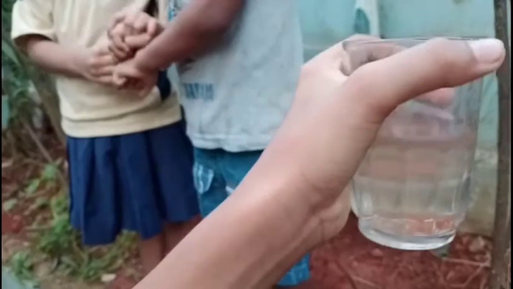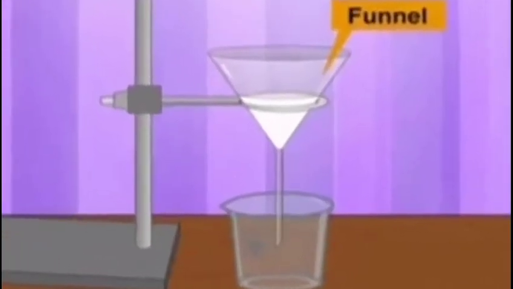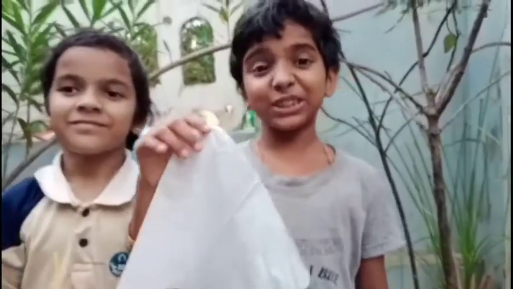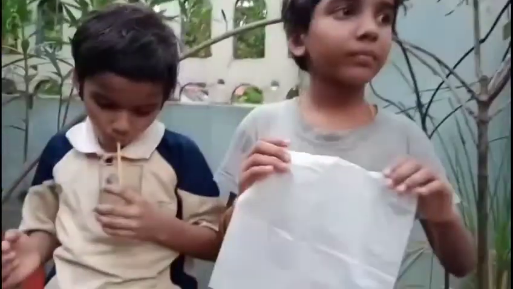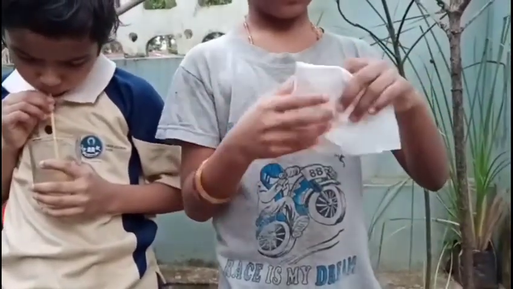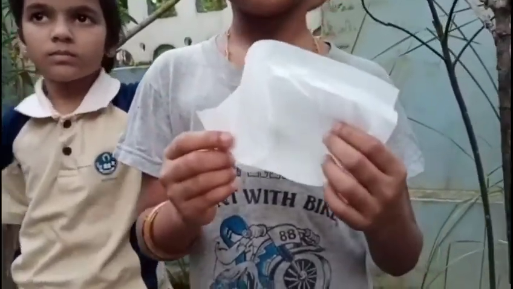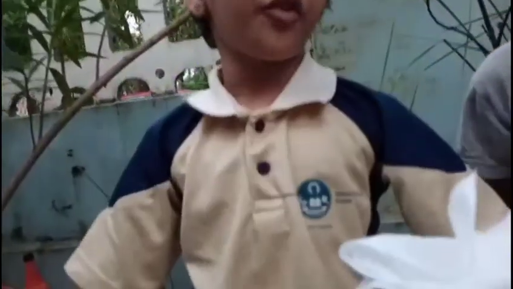Titi and Joey, some more fine particles of mud are here. How do we separate them? Again we should do filtration. For that we should take filter paper. How do we prepare it? Fold it and fold it again. Make it like a funnel and keep it in the glass. And pour the water carefully.